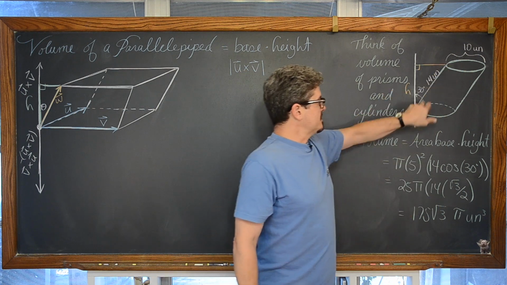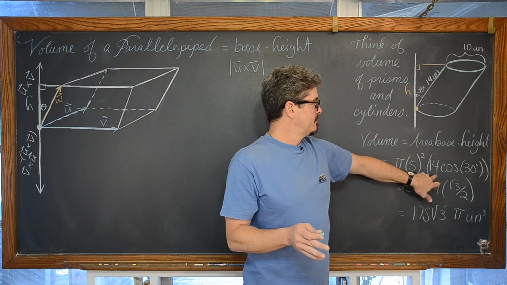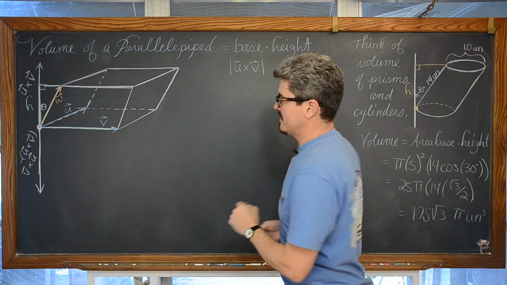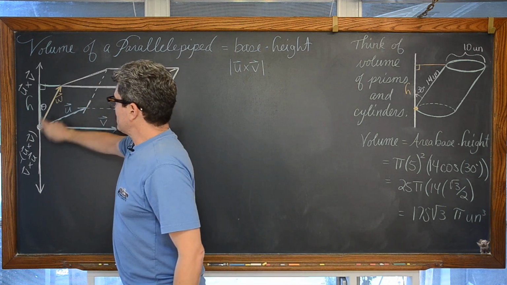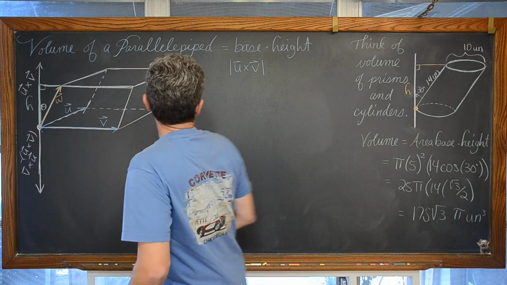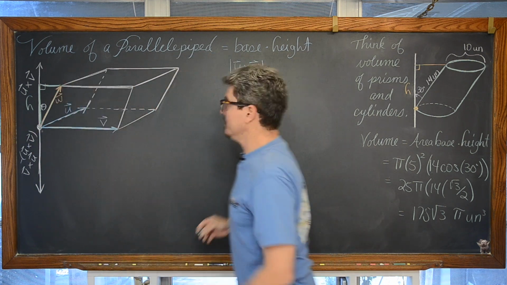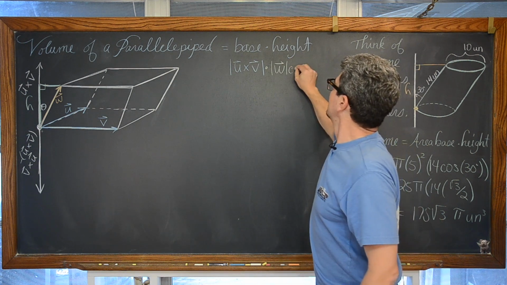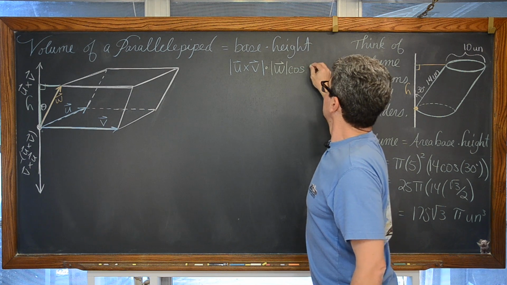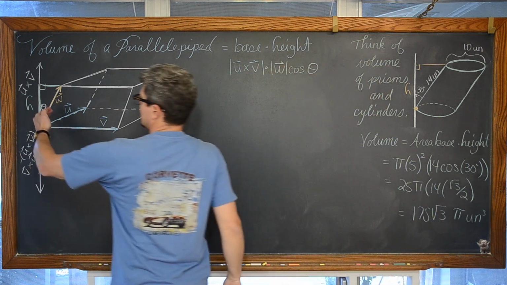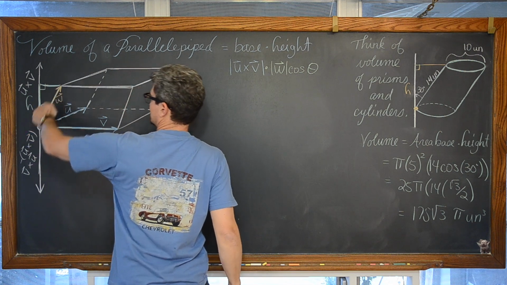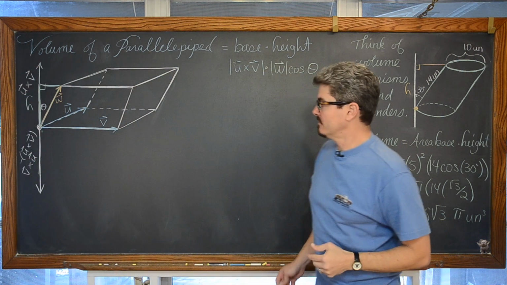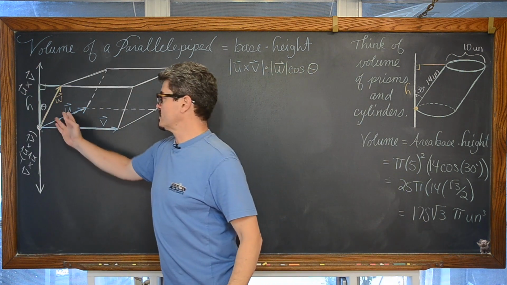Well, that line segment is effectively the magnitude of a vector, since a vector is just a directed line segment. So here, this would be like our 14 for the cylinder. So our height is going to be the magnitude of this vector w times the cosine of theta, where theta is the angle between this vector w and the vertical vector, or the vector which is orthogonal to the base.